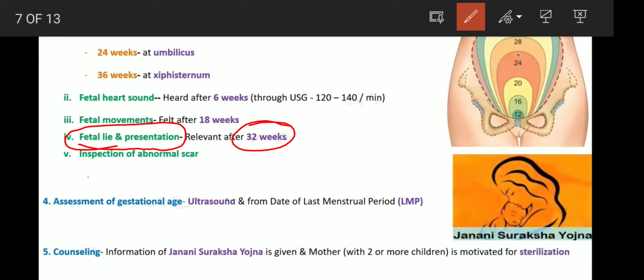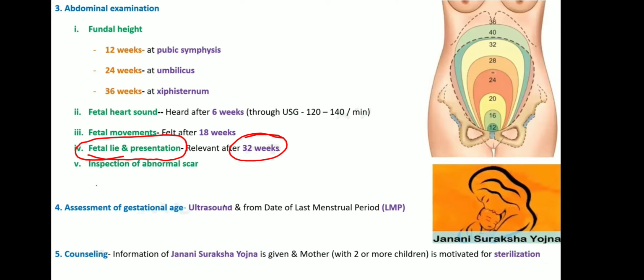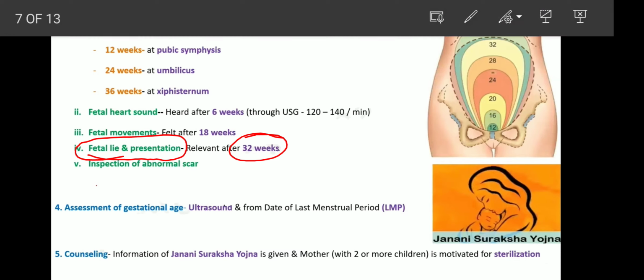The inspection of the abnormal scars. We have to inspect the abnormal scars or any other relevant abdominal findings to find out if she has had any operations done prior and has forgotten about them. Long years ago, she may have had an operation. So the abdominal surgical scar marks will give us an idea about any surgeries undergone. So this was about the fundal height, fetal heart sounds, fetal movements, fetal lie and presentation, and inspection of the abnormal scars.